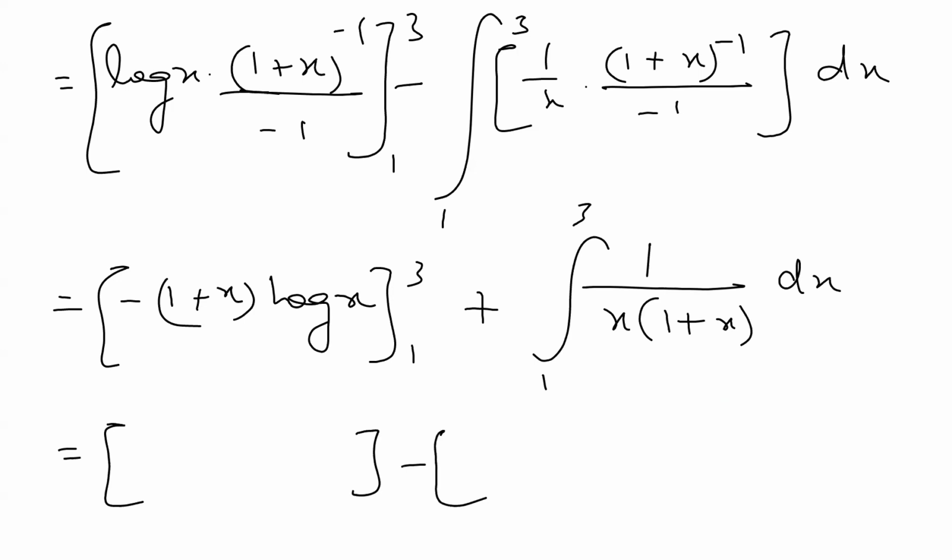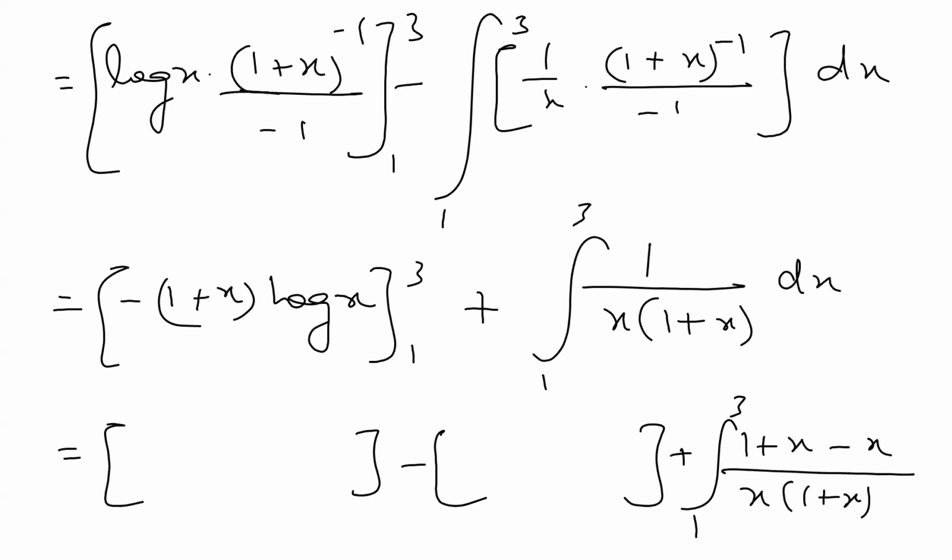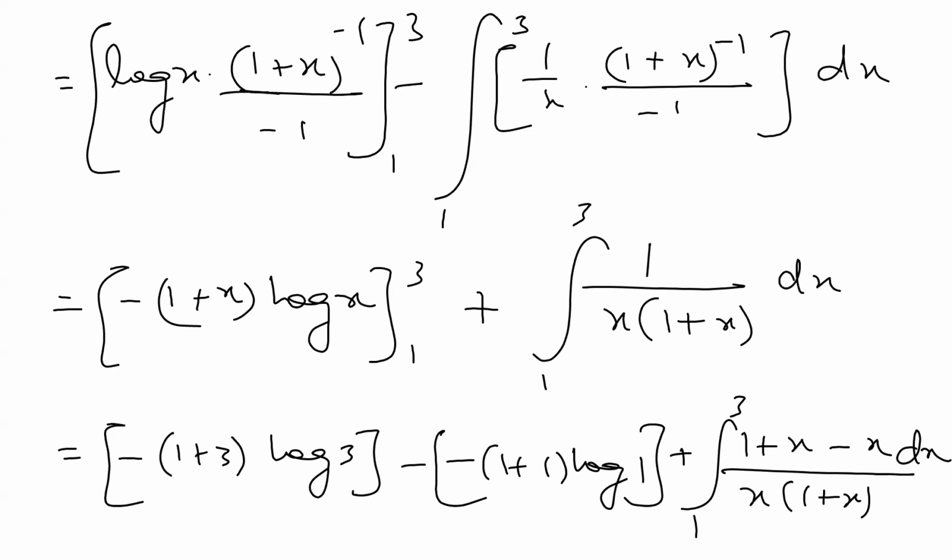So here it is going to be box minus box plus integration 1 to 3, (1 plus x minus x). So I'm adding x and I'm subtracting x. Okay, if it clicks, well and good, otherwise don't use this. 1 plus 3 log 3, 1 plus 1 log 1. Okay, now this box bracket is going to be 0 because log 1 is 0, and this is going to be minus 4 log 3, and here I'm going to split.